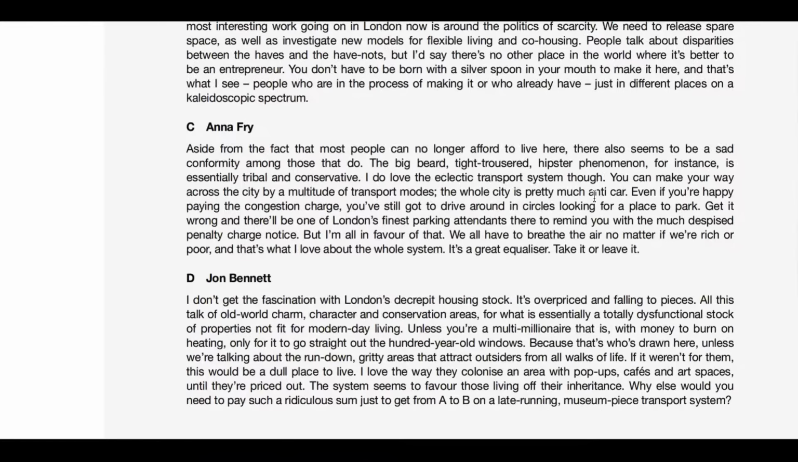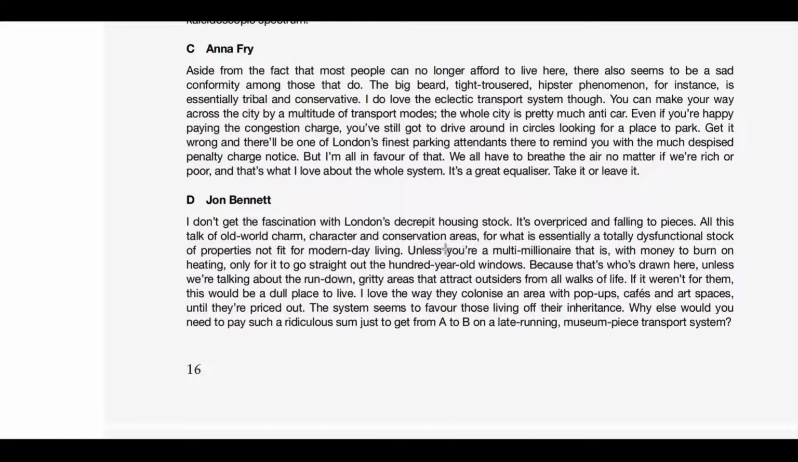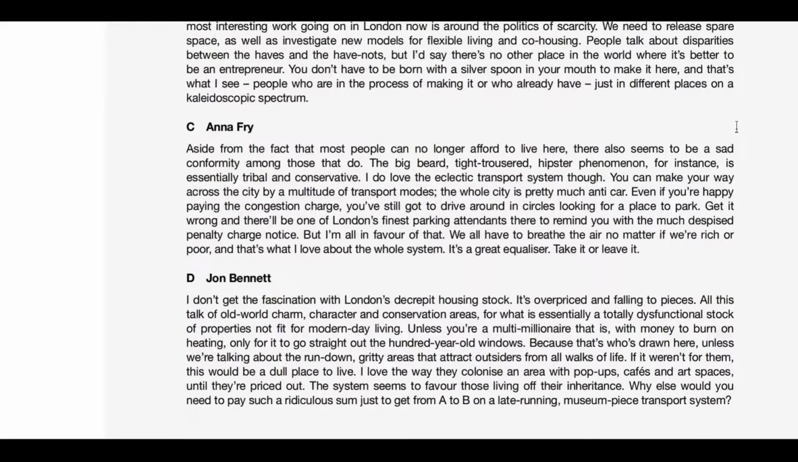We can check D just to make sure, and just look and see if that is the case, because we should see again negativity about housing, and again right from the beginning we can see here decrepit housing stock, overpriced, falling to pieces. So that fits automatically with what we have with A and C about this idea of it being expensive. So B is going to be the answer here in relation to one person having a different opinion to the other three.